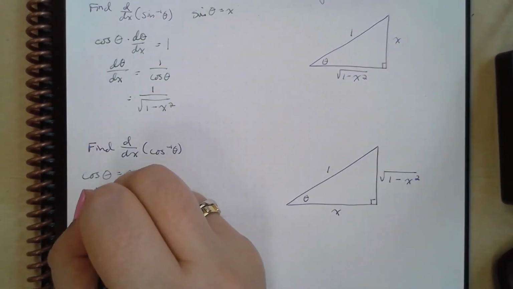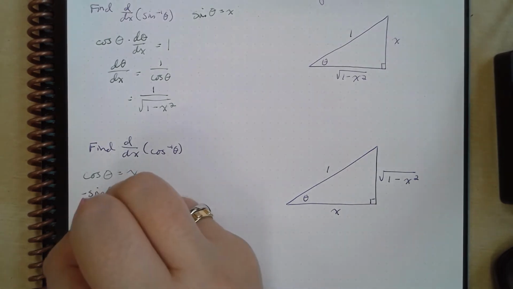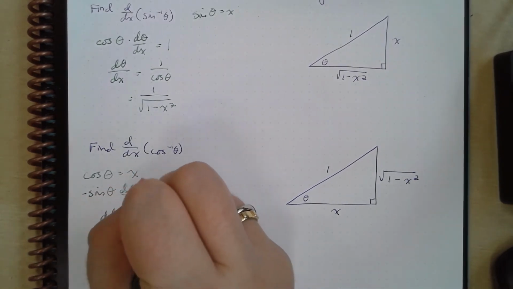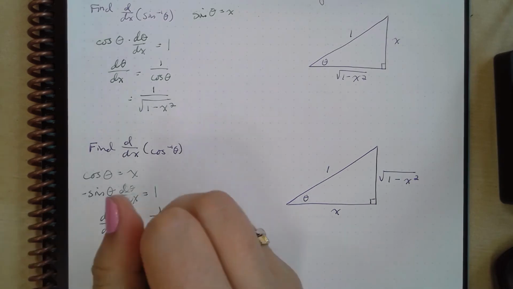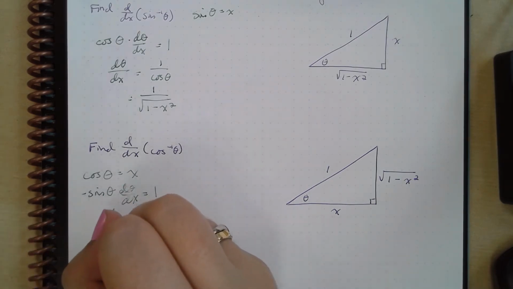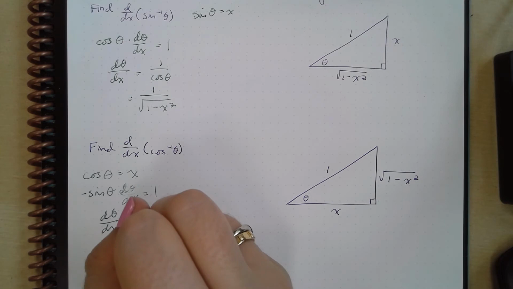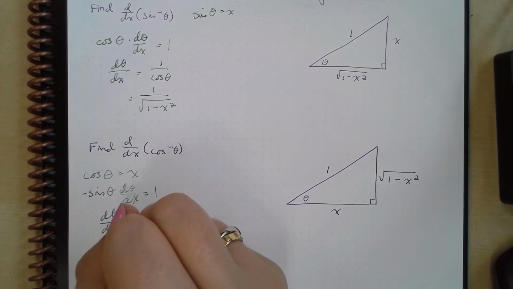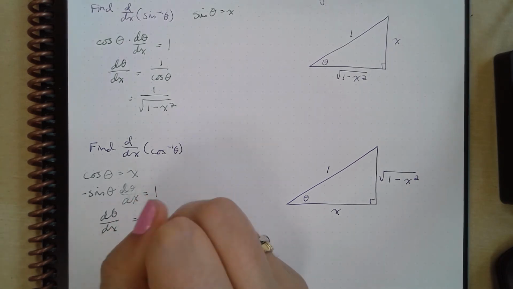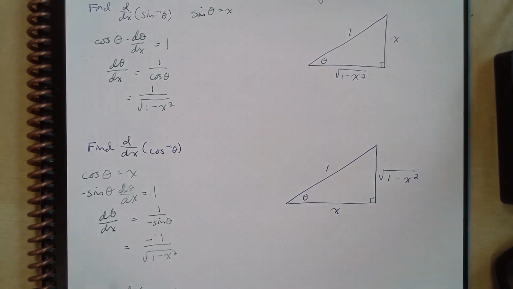So negative sine of theta times d theta over dx is equal to 1. I divide both sides, so I get d theta over dx is equal to 1 over negative sine of theta. And I substitute in for sine of theta, so I get d theta over dx is equal to negative 1 over the square root of 1 minus x squared. You can see that I pulled that negative up to our numerator.